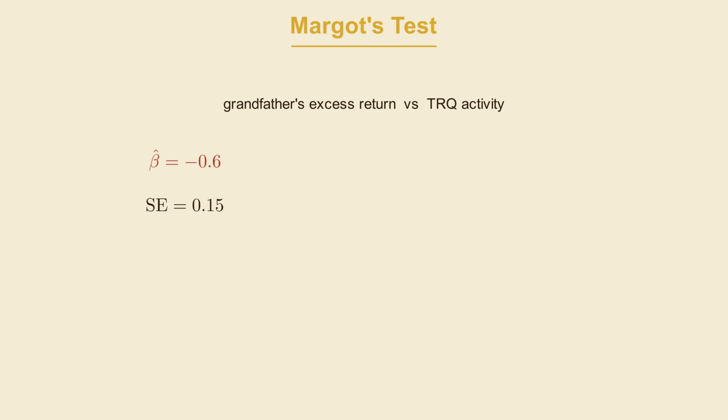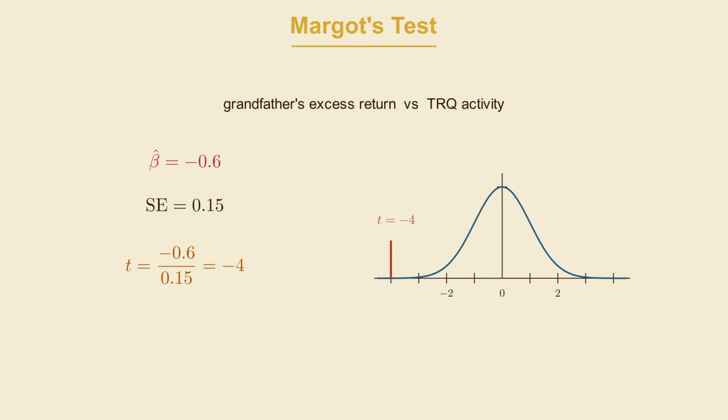The t-statistic is the coefficient over its standard error. Negative 0.6 divided by 0.15, which is negative 4. That's 4 standard errors below 0. With a sample this size, a t-statistic of negative 4 sits far into the tail. The p-value is tiny, well under 1%. So we reject the null hypothesis that the coefficient is 0 at a significance level of 5%. This means that the negative relationship is statistically significant.